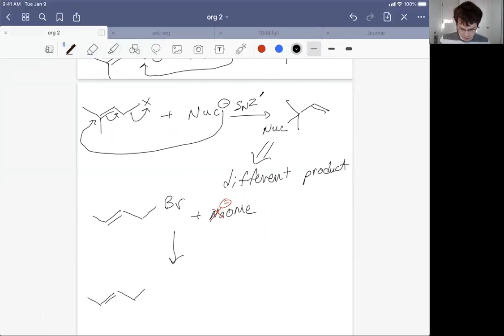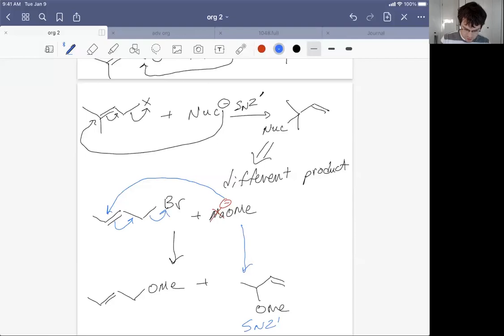So the Sn2 is where we just replace the bromine with that atom that has a negative charge, and that's different than if we did the Sn2 prime pathway. And I'll draw the Sn2 prime arrows. We're going to add to the double bond, push the double bond over, push the bromine off. That's going to put the OMe down below. And that's different than the negative charge attacking here. So this one on the left would be Sn2 and the one on the right would be Sn2 prime.